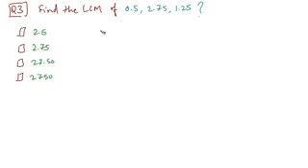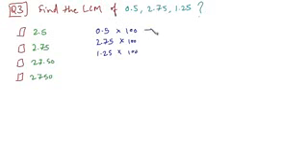So these three numbers, 0.5, 2.75 and 1.25, you can remove the decimal point by multiplying by 100. 0.5 into 100 is 50, 2.75 is converted to 275 and 1.25 is converted to 125.